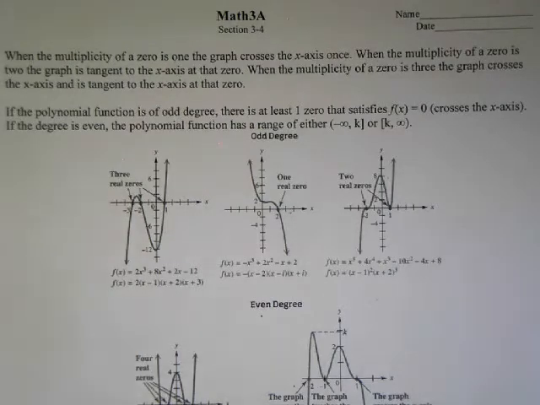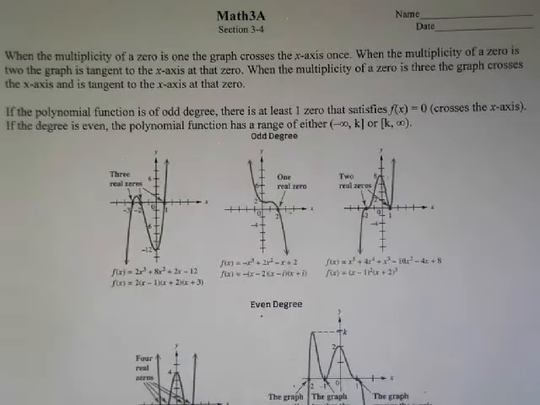The purpose of section 4 is to show you how, depending on the function and where the zeros are and whether it has multiple zeros at the same point, that affects the way the graph will look. For example, when the multiplicity for a zero is just 1, then it's going to cross the x-axis once. When it is 2, then the graph will be tangent at that particular zero. And when it is 3, then the graph crosses the x-axis and is tangent to the x-axis at that zero.